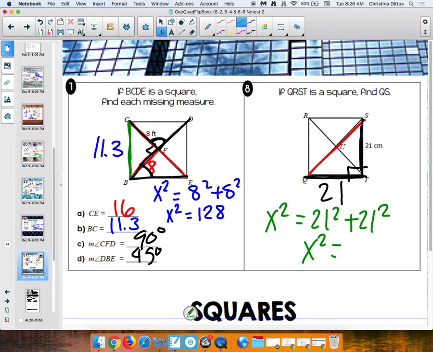I don't know what that is. That's 21 squared times 2. Take 21 times 21, plus 21. What do we get? 882. Yeah. So how do I find x? Square root. Square root, we should get 29.